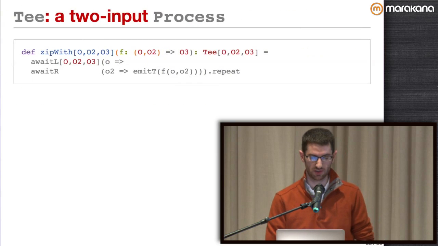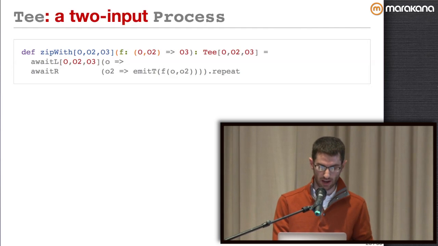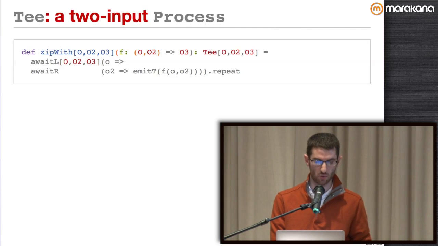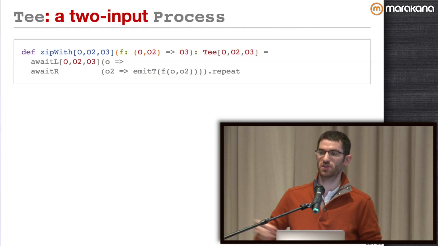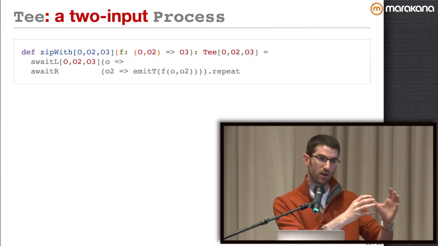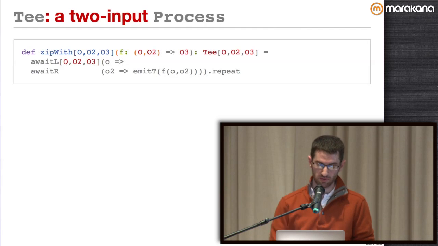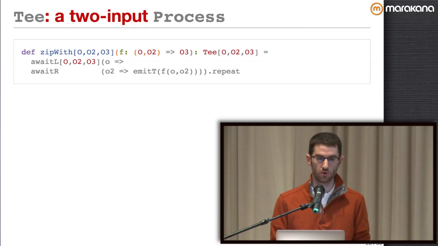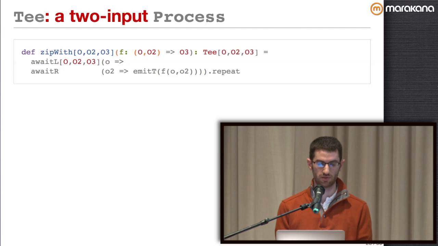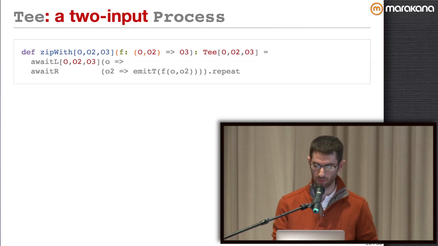All right, so let's use this to define zipWith. So zipWith is a T, and let's look at its definition. We await L. This await L is just a little convenience function that's going to call await, passing in that L request value. So we're going to await from the left, we get back an O, await from the right, get back an O2, and then we're going to emit the function applied to those two values that we just received. And then we're going to repeat. Pretty simple.